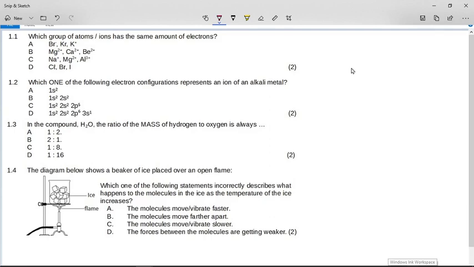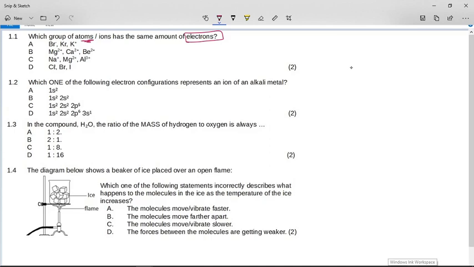So this first question says, which group of atoms or ions has the same amount of electrons? To figure this out, we are going to have to use our periodic table, and we know that in an atom, electrons are equal to the number of protons. So we want something that is either an atom or an ion. Obviously, no atom can have the same amount of electrons as another atom, because that's how the periodic table is. And so it would have to be an atom and an ion having the same amount of electrons.